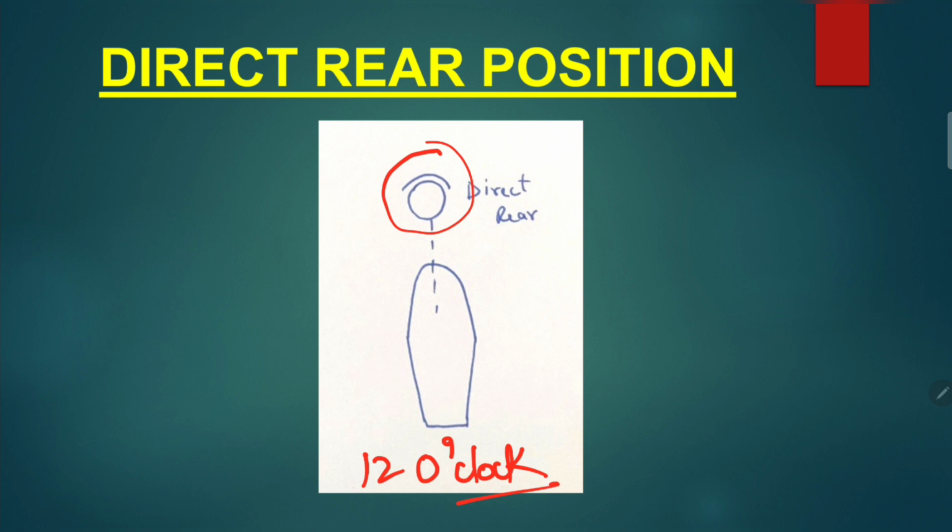So we have 4 positions, that is right front position, which is 7 o'clock position, right position, which is 9 o'clock position, right rear position, which is 11 o'clock position, and the last one is direct rear position, which is 12 o'clock position.